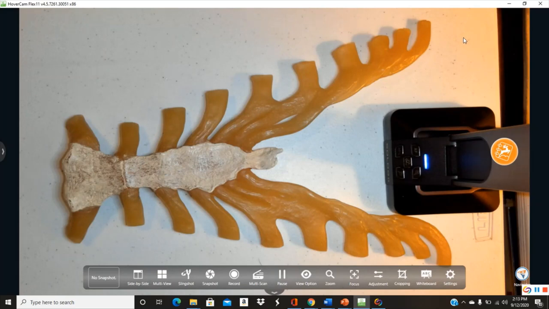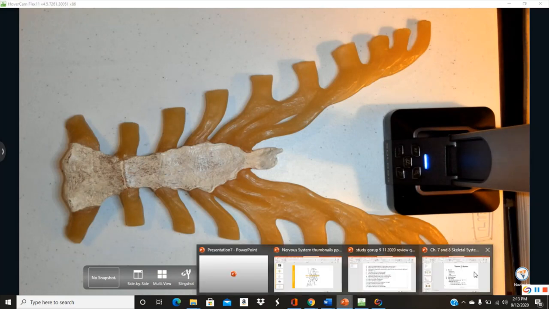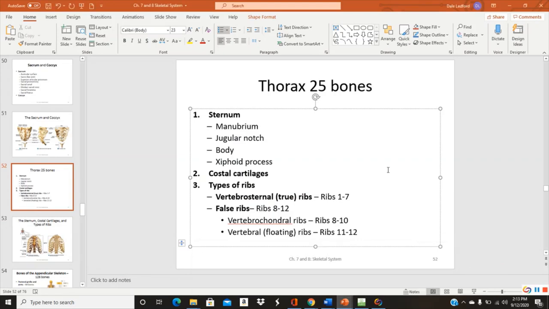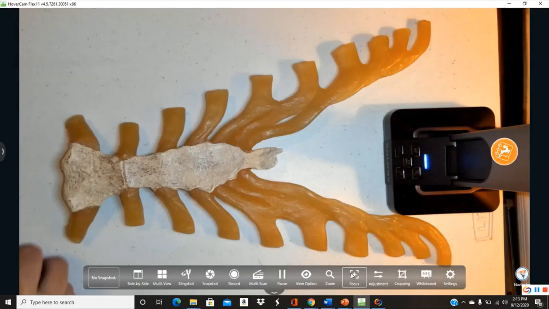And there's 12 ribs. So if we notice there's 12 ribs, that means two ribs do not have cartilages. Ribs 11 and 12 are floating ribs. So 8, 9, and 10 are attached to cartilages but are considered false ribs. So 1, 2, 3, 4, 5, 6, 7. Then these three go to our vertebrochondral ribs. And then the last two would be associated to the floating ribs.